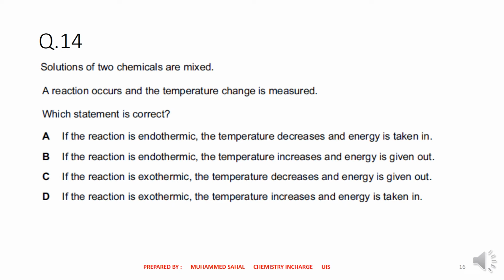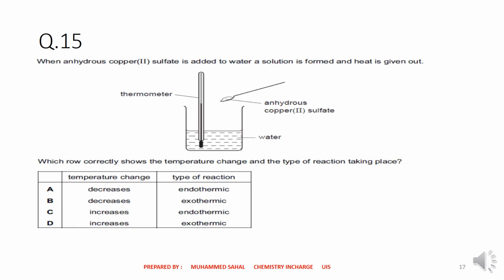Solutions of two chemicals are mixed. A reaction occurs and the temperature change is measured. Which statement is correct? Option A. When anhydrous copper sulfate is added to water, a solution is formed and heat is given out. Which row correctly shows the temperature change and the type of reaction taking place?